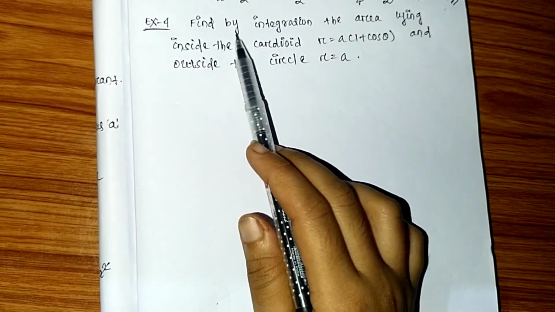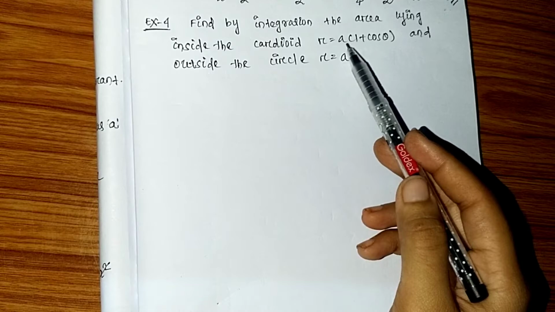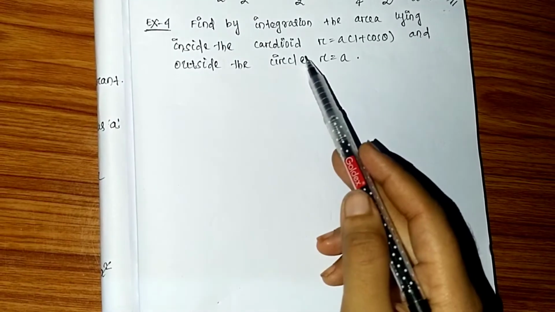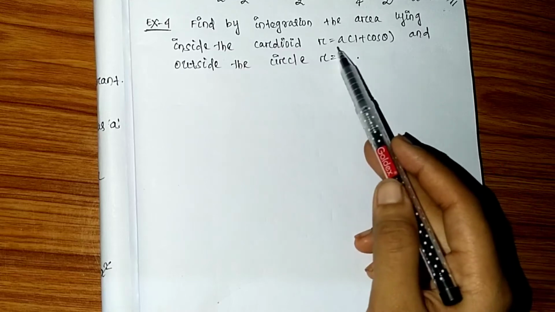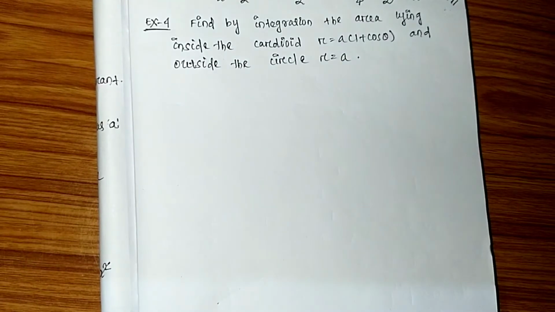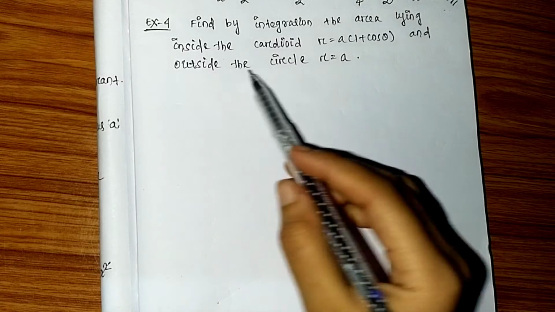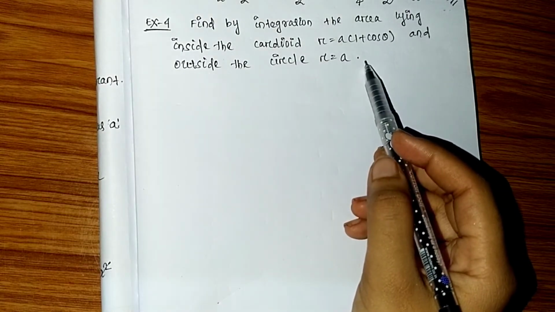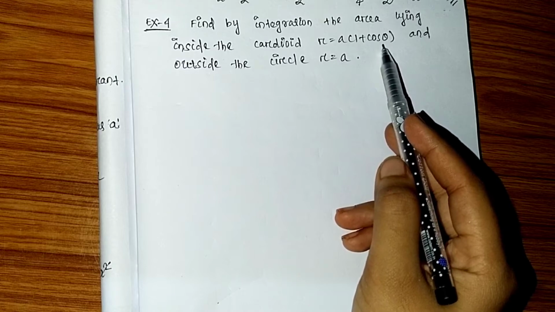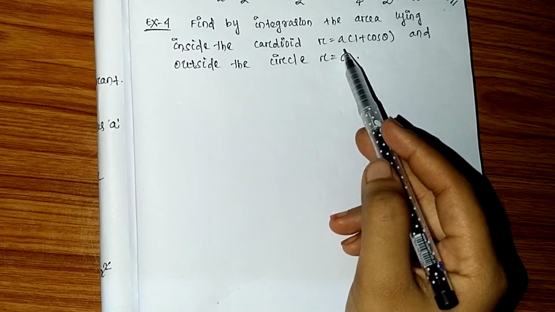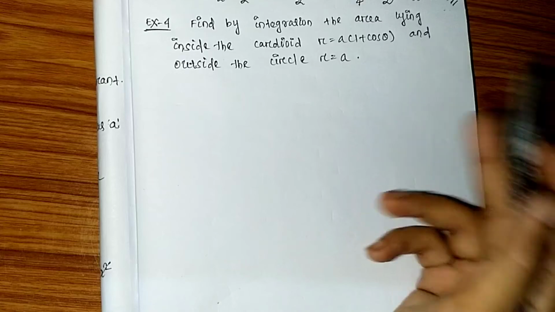Our question is: find by integration the area lying inside the cardioid r equal to a into 1 plus cos theta. This is our cardioid. And outside the circle r equal to a. So our region is outside the circle and inside the cardioid. See how we find the region.